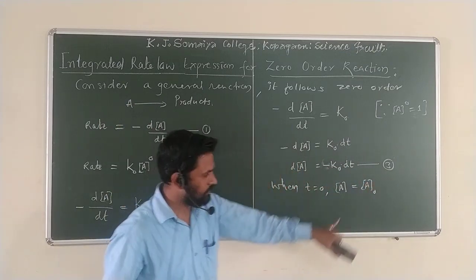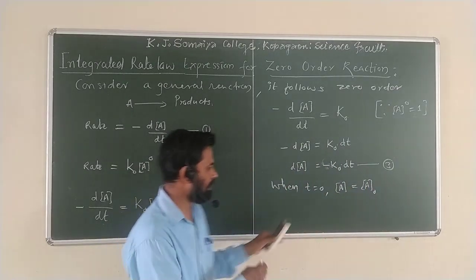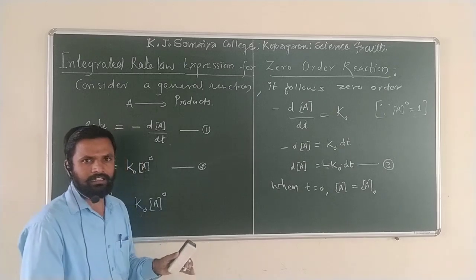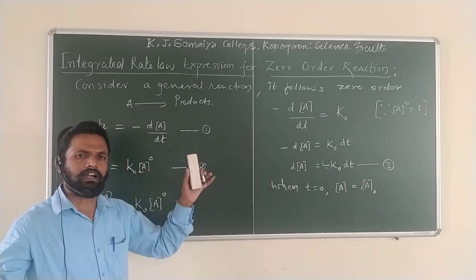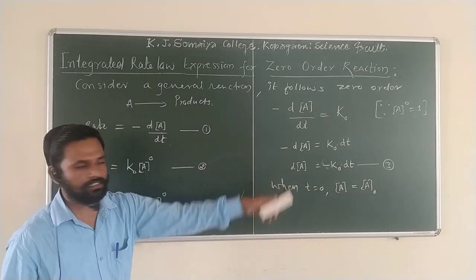Concentration of A is equal to A0 when t equal to 0. It means there is zero time, so the initial concentration will be, let us consider, 100 molecules. That is called the A0, the initial concentration.